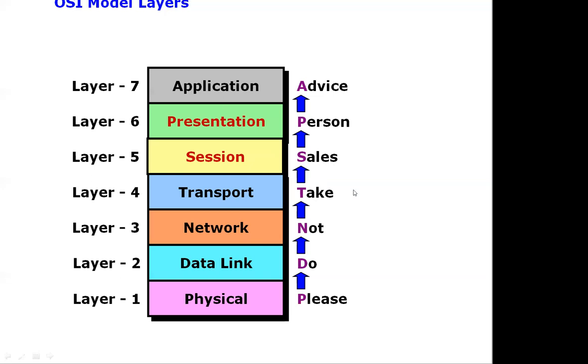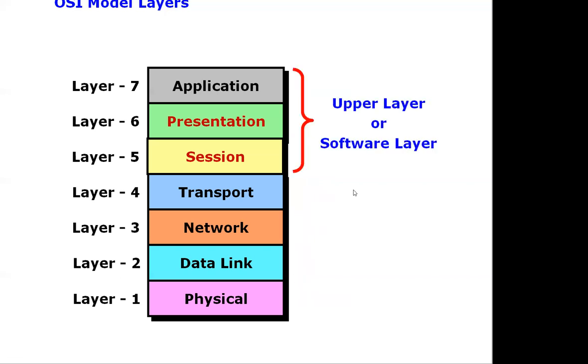So we have to remember this from layer 1 to layer 7, or you can remember it by the top to bottom approach, layer 7 to layer 1: application, presentation, session, transport, network, data link, and physical. Okay. Next part is that application, presentation, and session are known as upper layers or software layers.